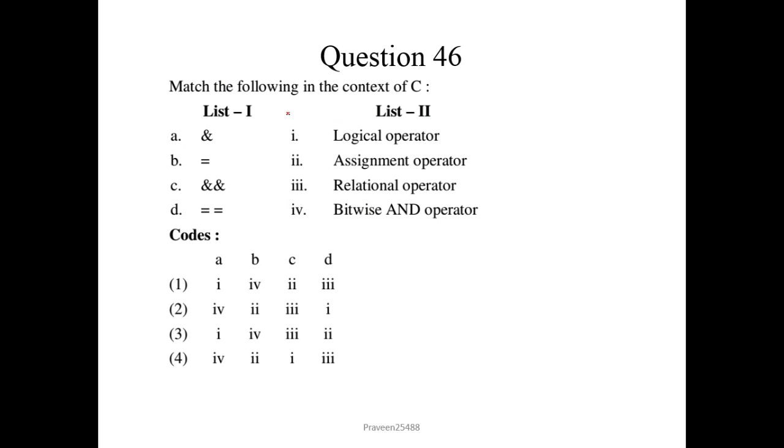Question number 46. Match the following in the context of C. Here this ampersand represents bitwise and operation. This is our assignment operator, equal sign, and this is for logical and operation. So logical operator, and this is relational operator. So correct is 4, 2, 1, 3. Fourth one is the correct answer.